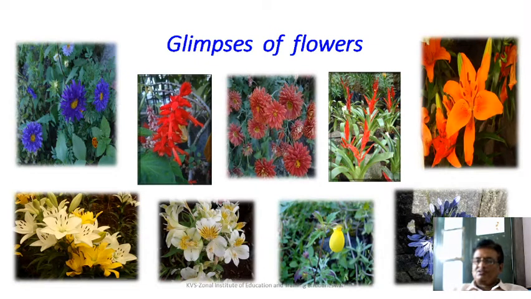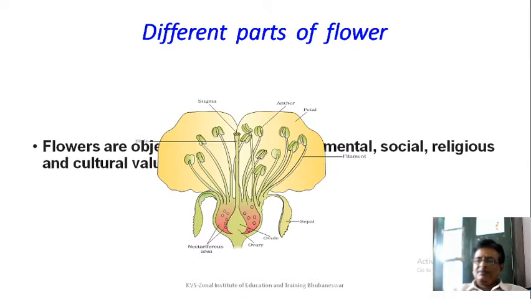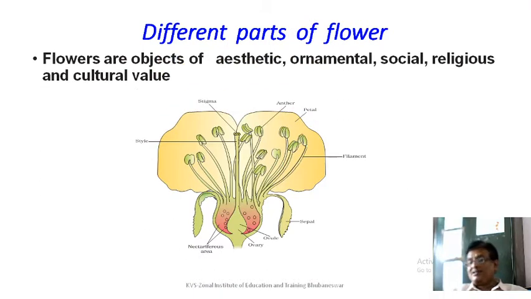You can see the bonanza of different types of flowers which are present all around us, clicked here and there through my camera. You love it. Why flower? Because they are objects of aesthetic, ornamental, social, religious and cultural value. We love flowers. This is the diagram of a typical flower, and you can see that there is a gynoecium in the center followed by androecium, then come the petals, called corolla, and the sepals, called the calyx. At the base there is the thalamus. So a typical flower has got 4 different whorls, as you already know.